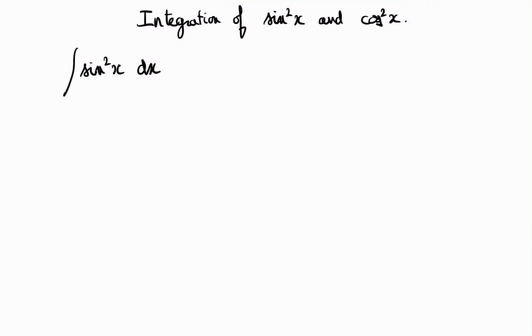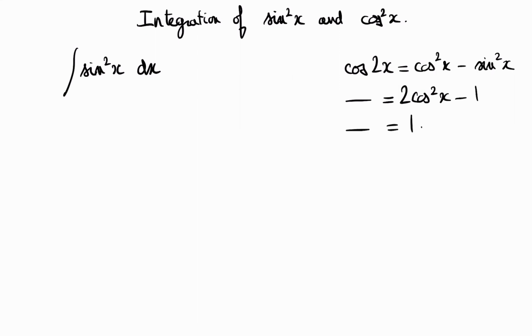Say we want to integrate sine square x. Well, it's not very easy to do as is, but what we can remember is the formula cosine 2x is equal to cosine square x minus sine square x, the double angle formula, which is also equal, because cosine square plus sine square equals 1, to 2 cosine square x minus 1, and also equal to 1 minus 2 sine square x.